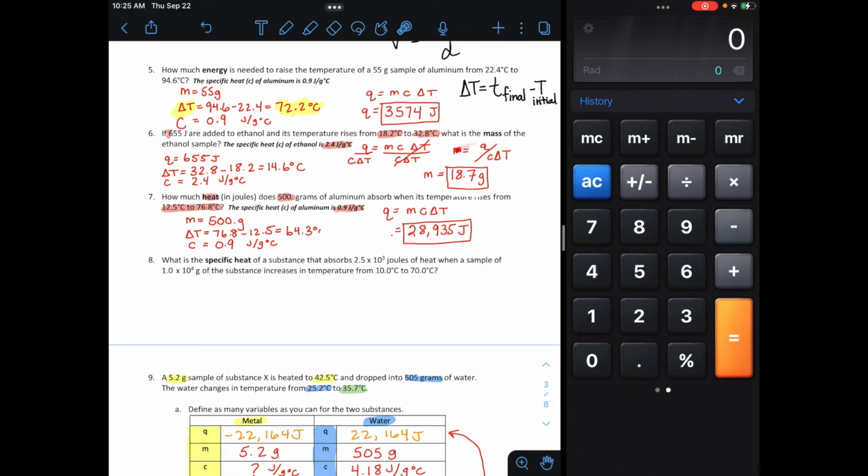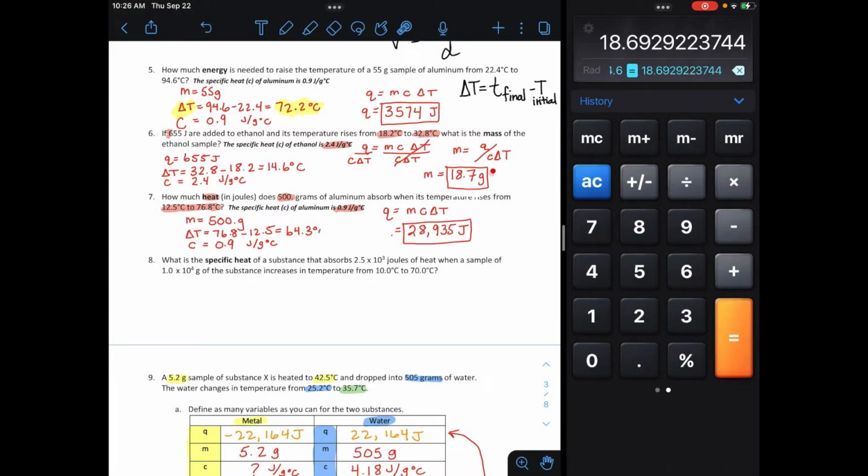In my calculator, for problems like this, the way that I type it in is that I'm going to go to my Q value, Q divided by C divided by delta T. Did you catch that? I did 655 divided by 2.4 divided by delta T, which is 14.6. Now you'll notice there that I put the divide by symbol, not the multiply symbol. That's because I don't like to use parentheses, because it's just an extra button I have to push. So every time something's on the bottom of the equation, I use divide by, divide by.